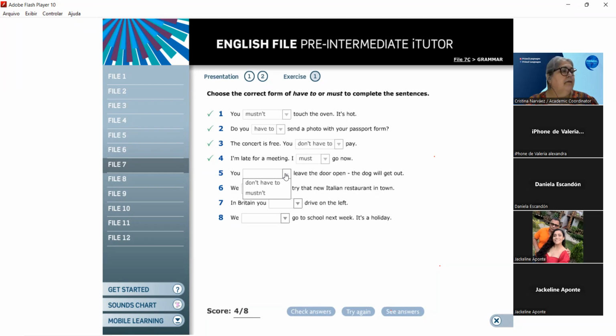Okay, leave it open. You don't have to. You don't have to means you don't need to. Mustn't leave. Mustn't, exactly. You can leave the door open. The dog will get out. Exactly, because the dog will get out. Yes, very good. Thank you. Number 6, please, Jacqueline.